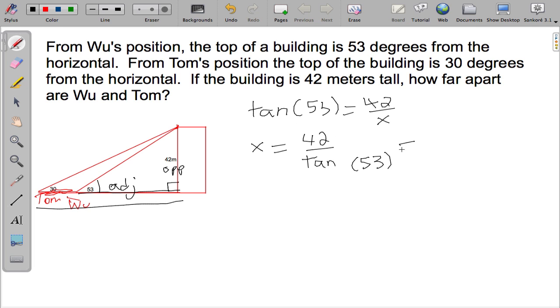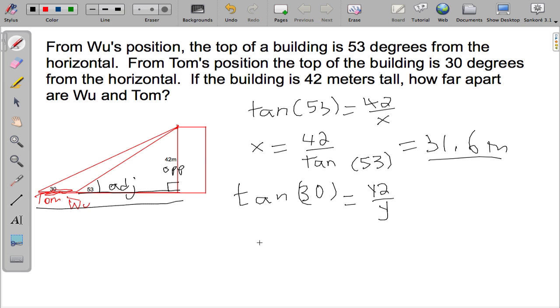Okay, so x is 31.6 meters. Okay. Good. That's the distance from Wu to the building. Now we follow a similar process to find the distance from Tom to the building. Except for now, the angle of elevation from Tom is tan 30 equals 42 divided by, let's call that y.